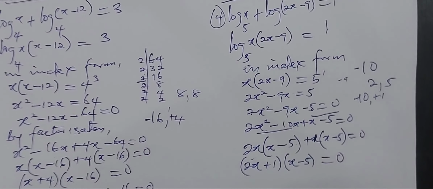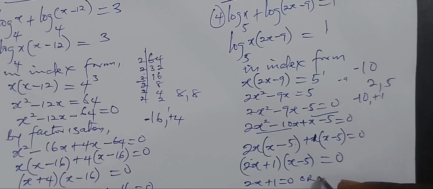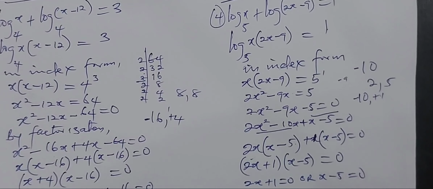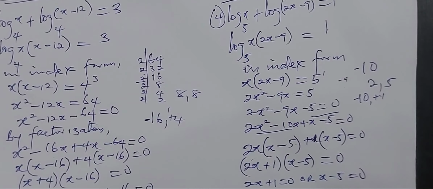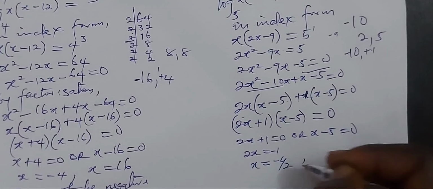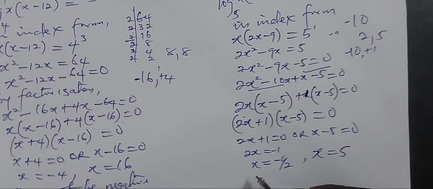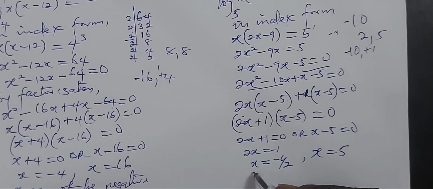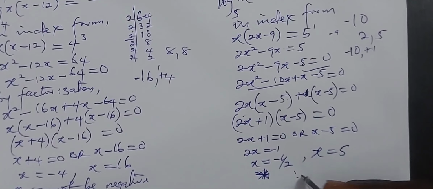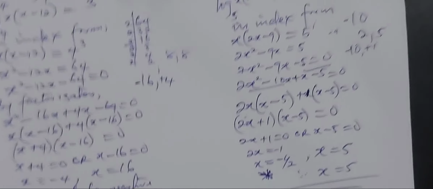So, how do we solve? Your 2x plus 1 equals 0, or x minus 5 equals 0. Your 2x is equals to minus 1, x is equals to minus half, comma, x is equals to 5. From our previous example, you know that this cannot be the value of x. So your x is 5. So that is the answer.